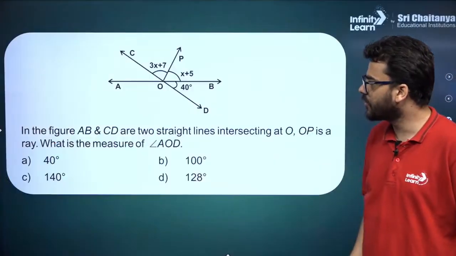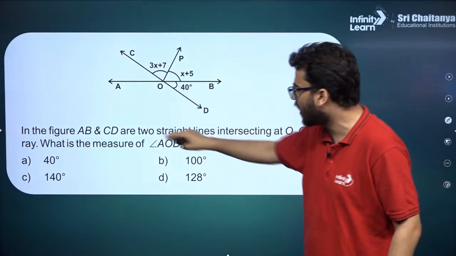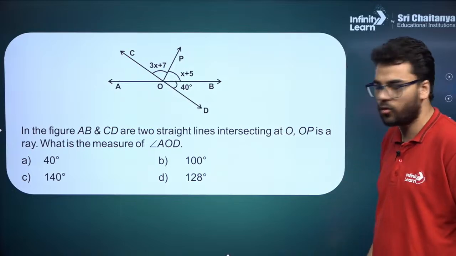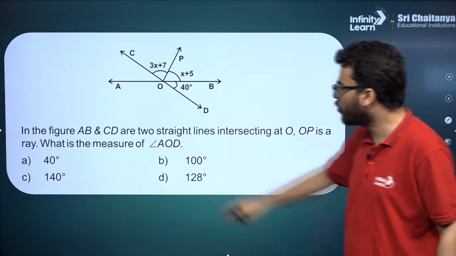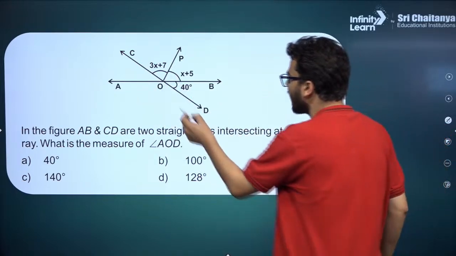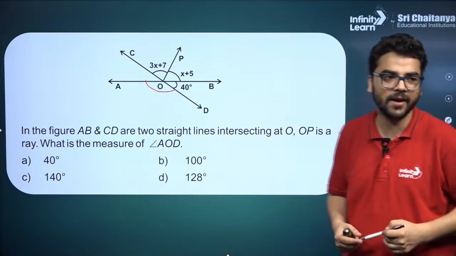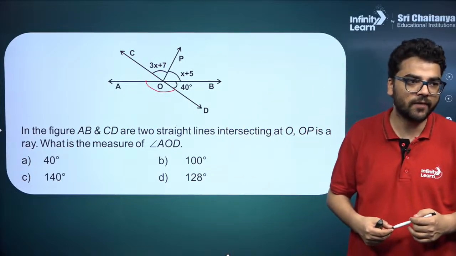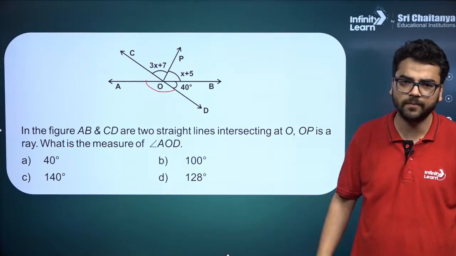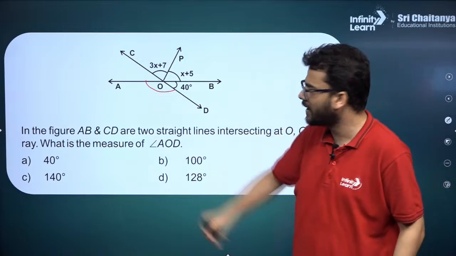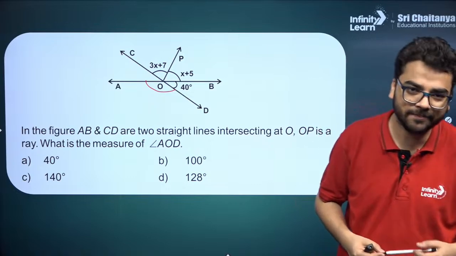So here is the first question for you. It is given in this figure that AB and CD are two straight lines intersecting at point O. OP is a ray. What is the measure of angle AOD? You have to find the measurement of this angle, AOD. Can you tell me the answer over here, guys? Hi Preetham, welcome to this session. Try doing this question and let me know the answer. It's a simple question. You have to find the measurement of angle AOD.